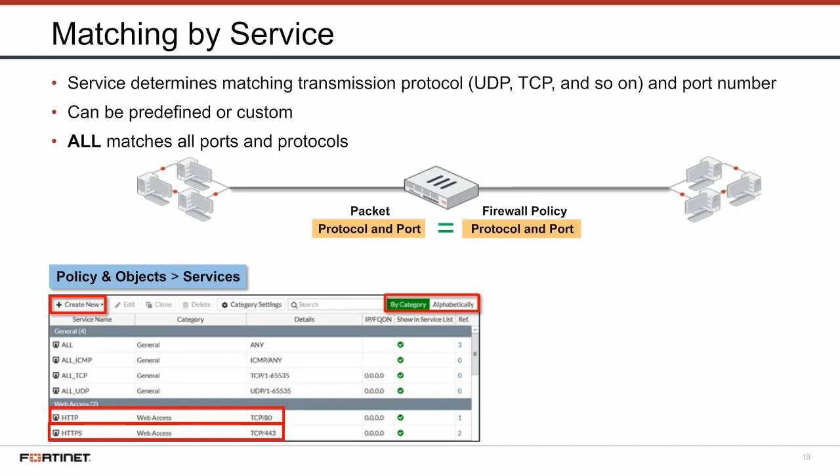For example, the predefined service object named HTTP is TCP destination port 80, and the predefined service object named HTTPS is TCP destination port 443. However, the source ports are ephemeral and therefore not defined. By default, services are grouped together to simplify administration, so you can view the services by category or alphabetically. If the predefined services don't meet your organizational needs, you can create one or more new services, service groups, and categories.